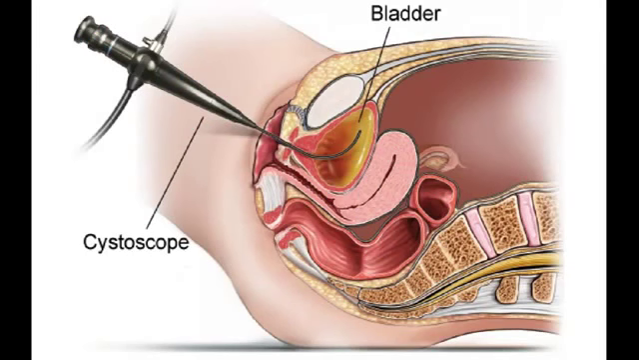So here is a photo of a cystoscopy being done. As you can see, it's a tube. It has a very narrow, smaller tube at the end that goes directly into the bladder, and it has a camera that allows you to see inside the bladder and take photographs.